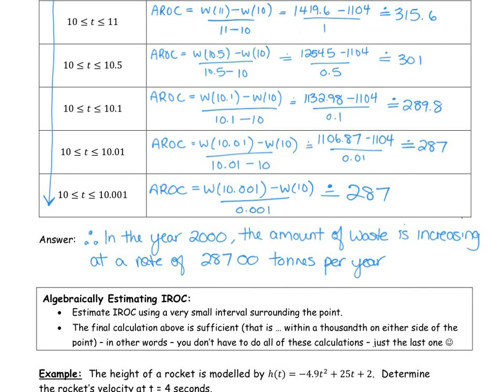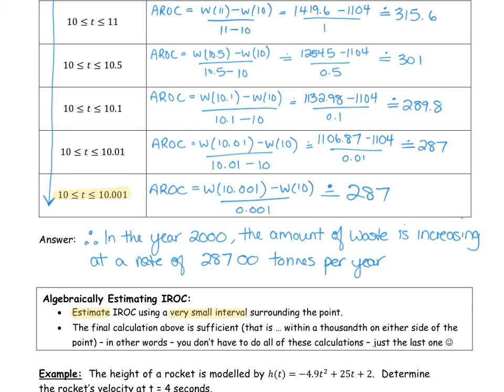Okay, and so what I want you to see here, first of all, is that finding the instantaneous rate of change is an estimate. Okay, we are estimating the instantaneous rate of change by using a very small interval surrounding the point. And what I'm now telling you based on what we've seen is this final calculation here is sufficient. We don't need to go through the whole table to prove it.